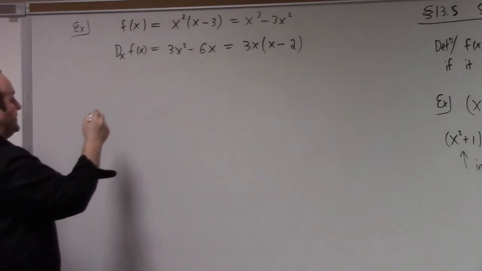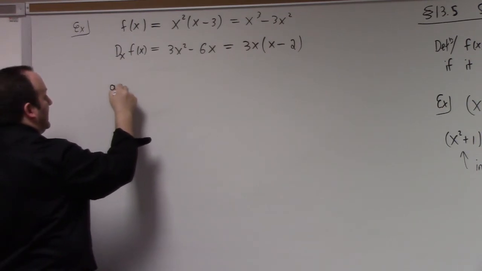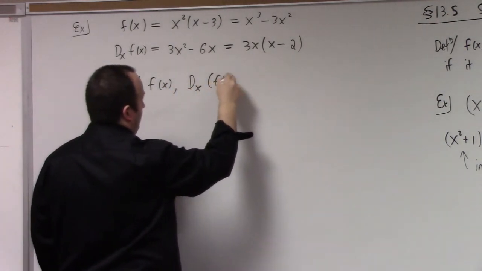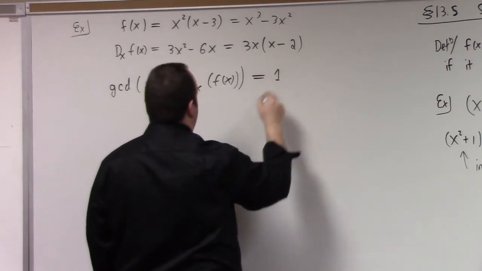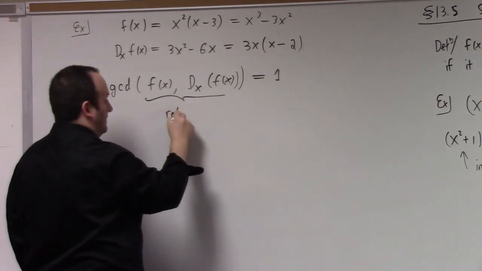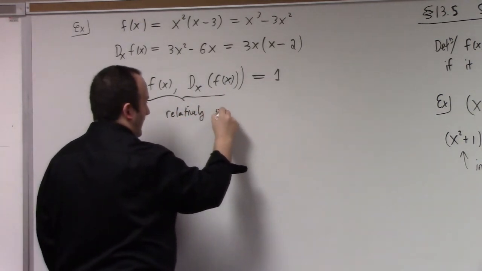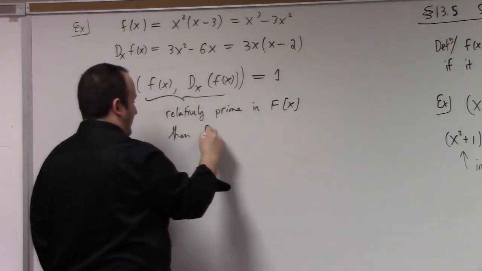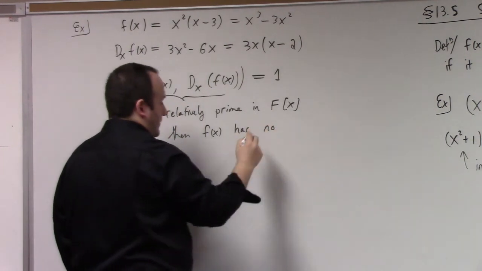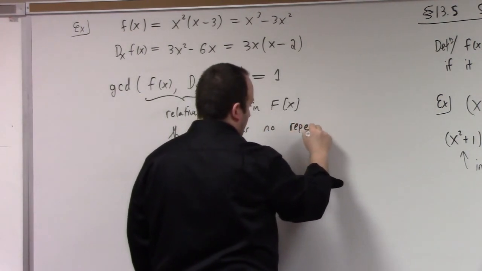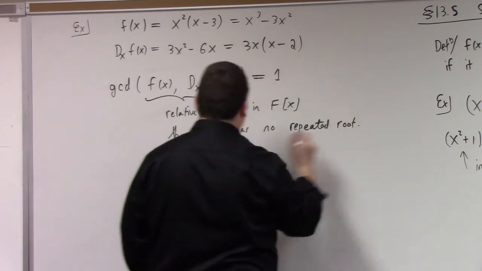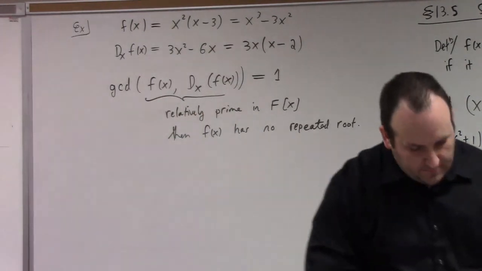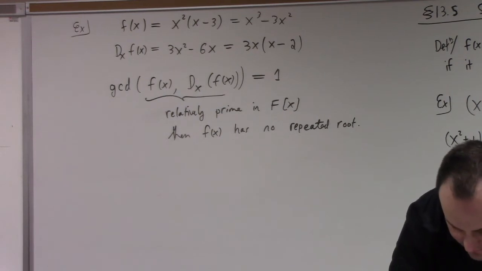But the larger observation is that if the greatest common divisor of f of x and the derivative, right, if that's equal to 1, in other words, if these guys are relatively prime in the polynomials, right, then f of x has what? No repeated root. Or should be more careful here.